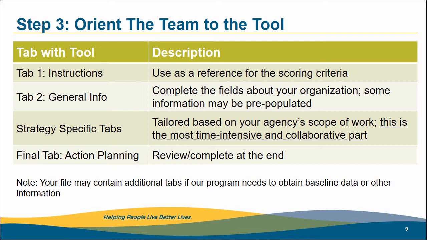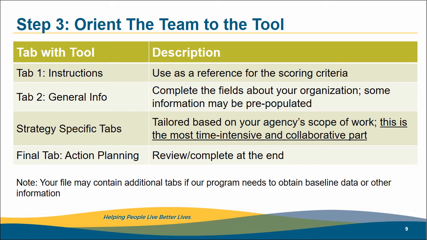That's there as a reference for the intent of the scan and plan tool, as well as scoring criteria your team will need to complete the strategy-specific tabs. The second tab will always be general information. That's where your agency will need to complete a handful of fields about your organization, though some of that information may be pre-populated. We'll have more discussion about tab 1 and tab 2 through the remainder of the video.